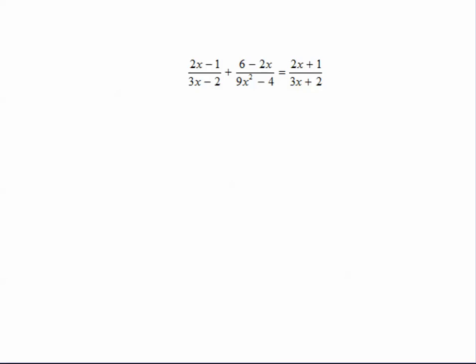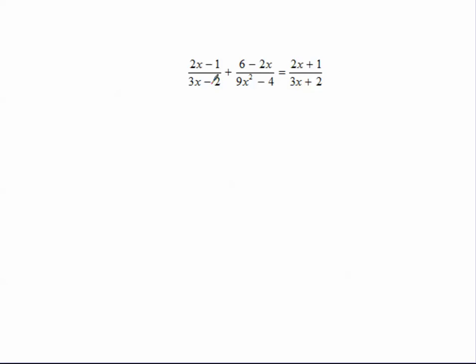All right, let's take a look at this one. Three terms, it seems like there's a lot going on, but again, it's the same process. We have to build the LCD first, and then go from there. So let's look at all our denominators and see if they are all factored.